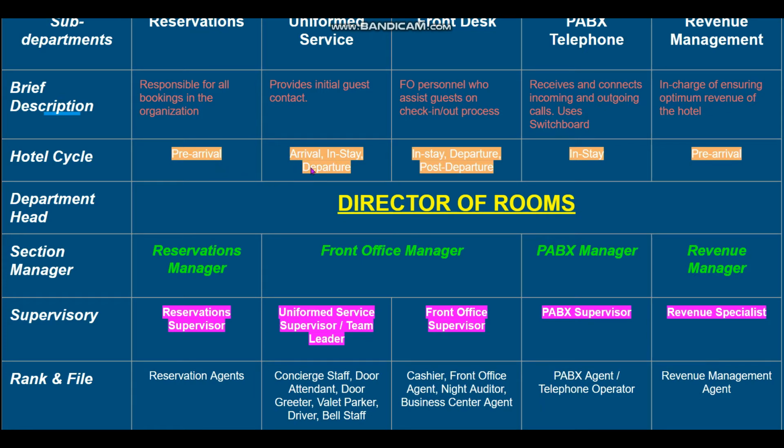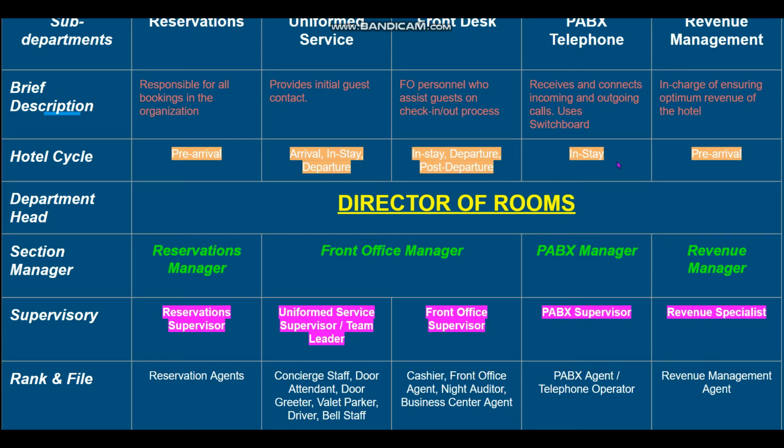The uniform service can be seen during the arrival stage, the in-stay, and even the departure stage of the guest. The front desk team can be seen in the in-stay, the departure, and also the post departure of our guest.